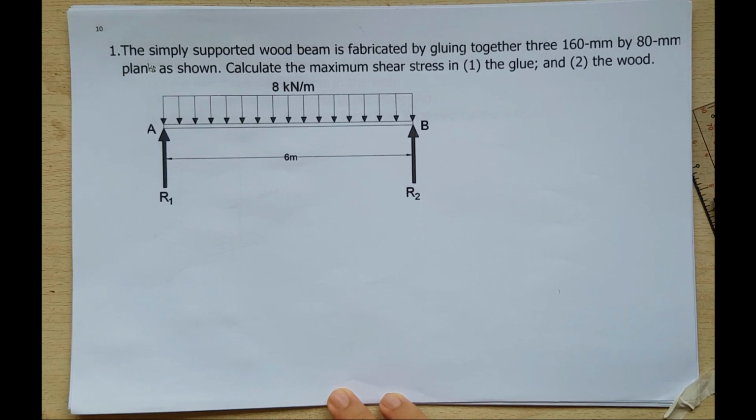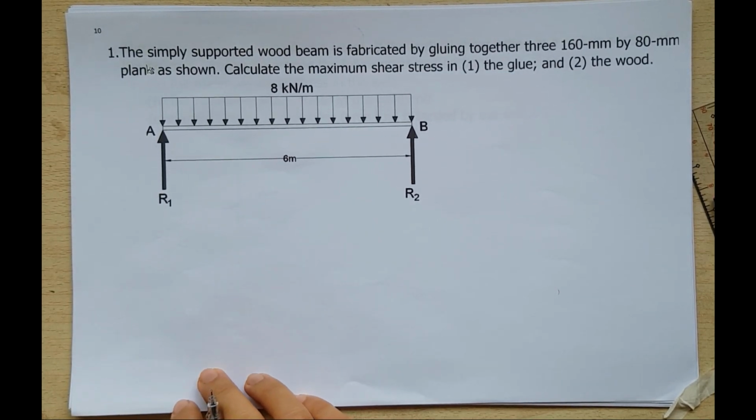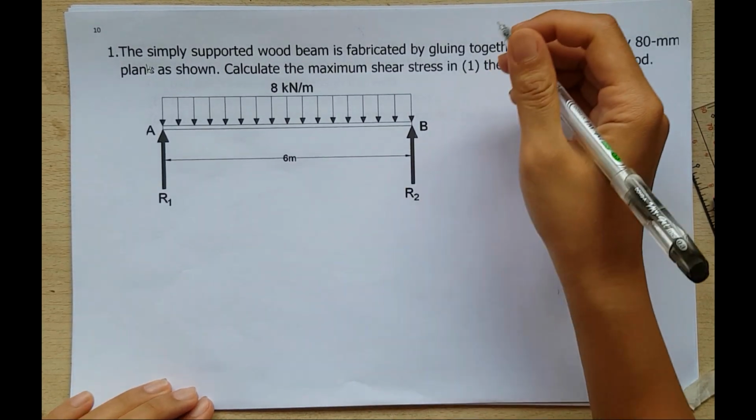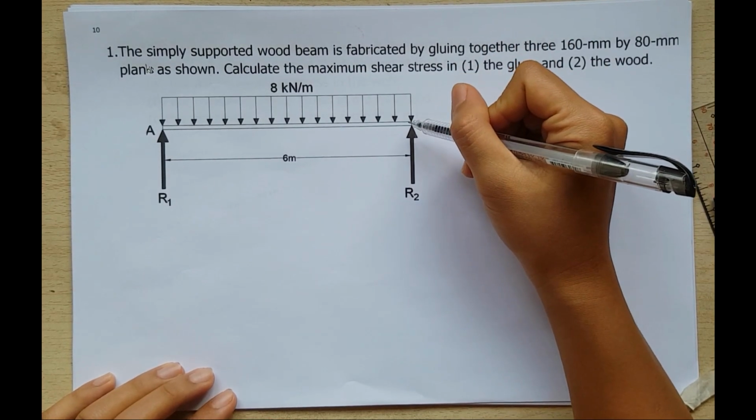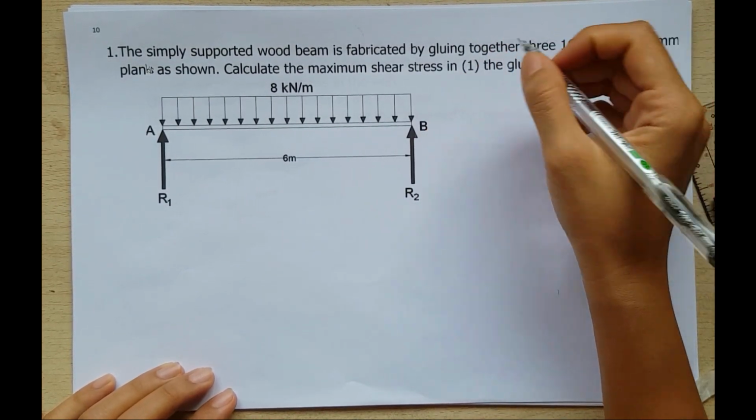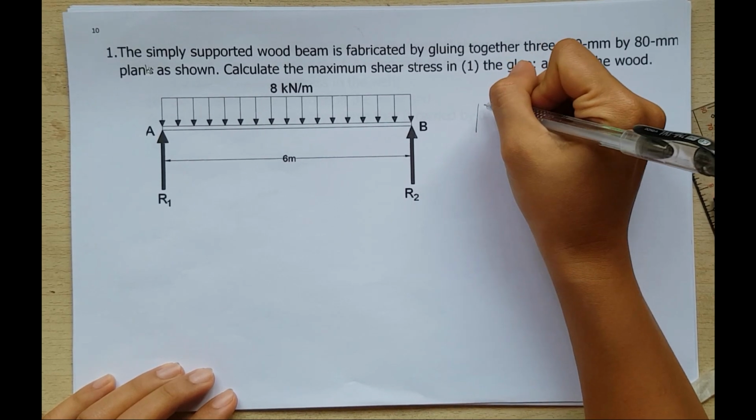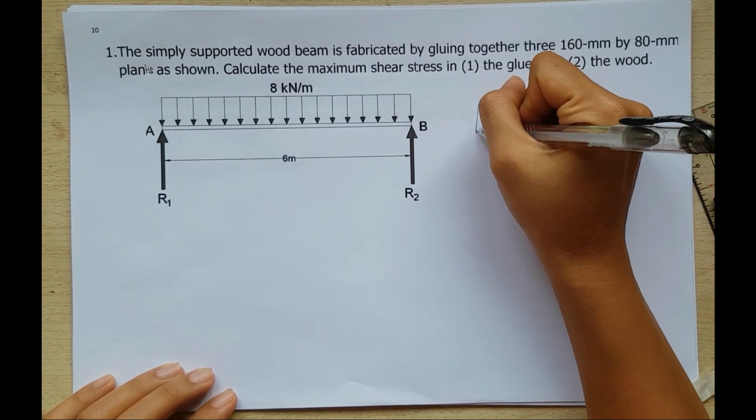So for example number 1, the simply supported wood beam is fabricated by gluing together three 160 mm by 80 mm planks as shown. Calculate the maximum shear stress in the glue and in the wood. So we have here a beam that is 6 meters long. So the cross section of our beam will look like this one.